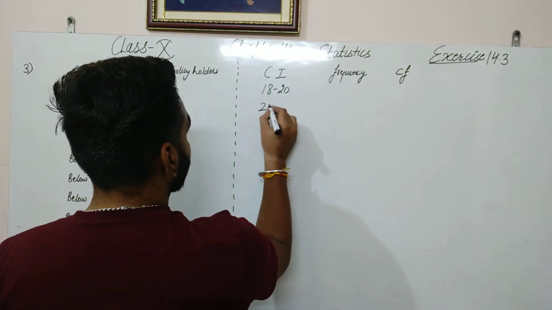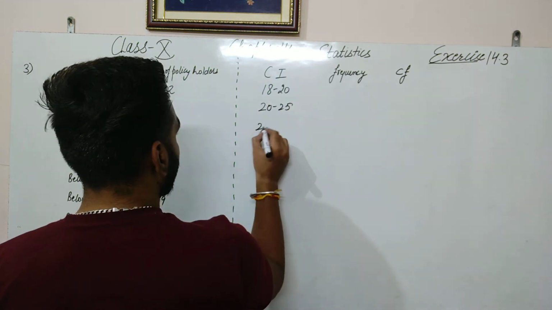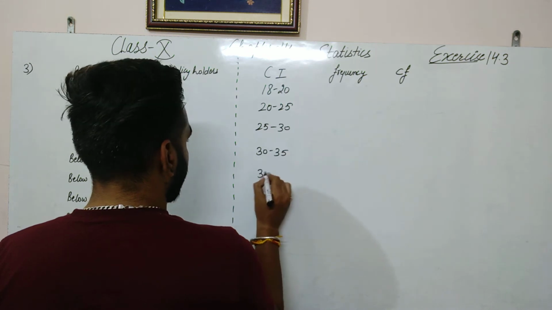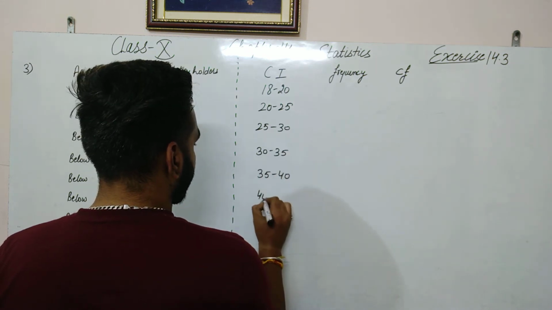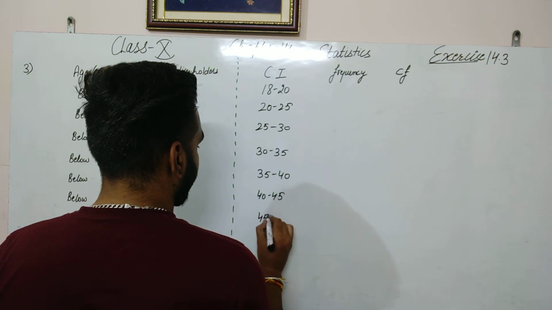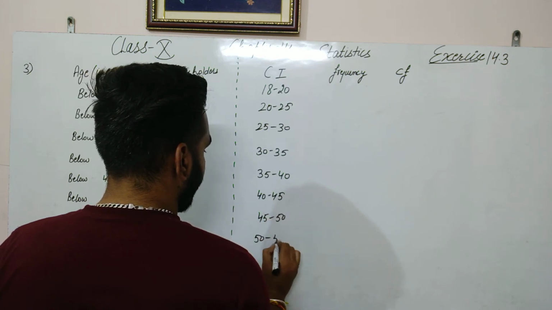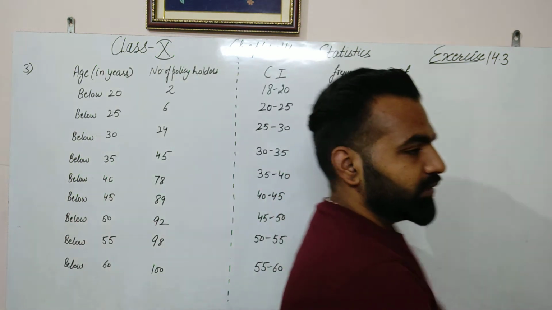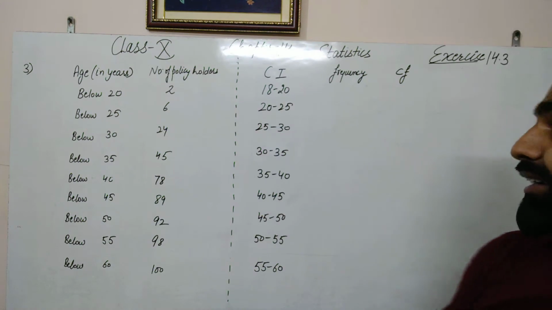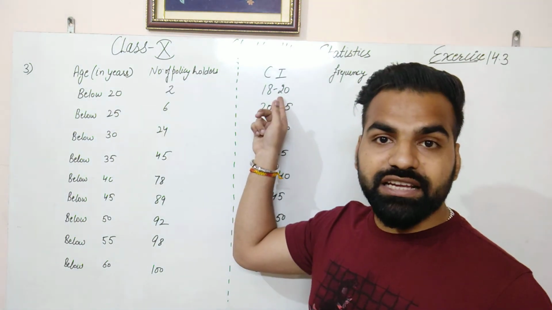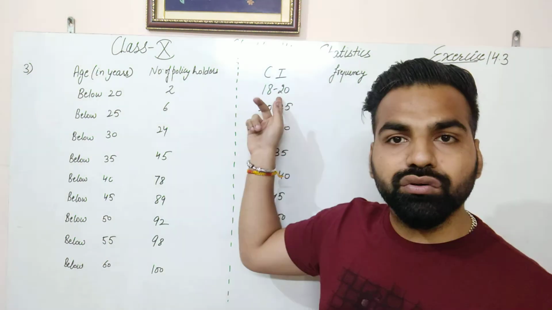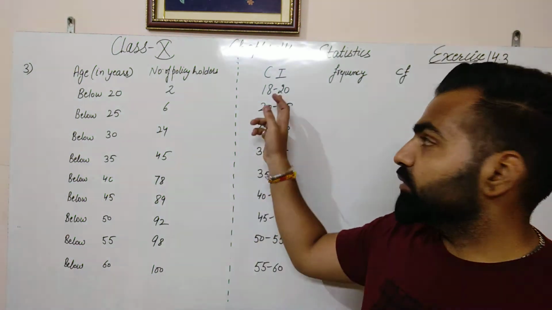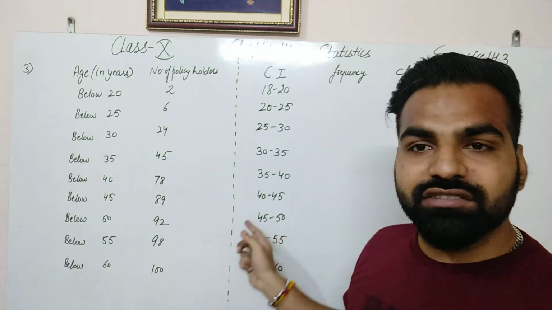So next is 20 to 25, 25 to 30, 30 to 35, 35 to 40, 40 to 45, 45 to 50, 50 to 55, and last 55 to 60. So now don't get confused here about the value of h. We can write it as 15 to 20 as well, but since it is given in the question that the minimum age is 18, I am writing 18 to 20 here. So the value of h will remain 5.